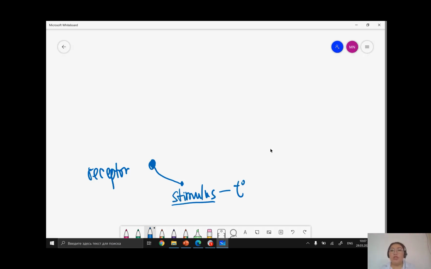Then you need to send this signal to one place, because we need to control it. By which organ do we need to control it? We need to send it to the control center. This is the third point of our negative and positive feedback: the control center.